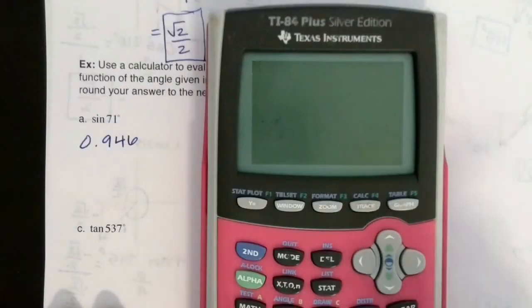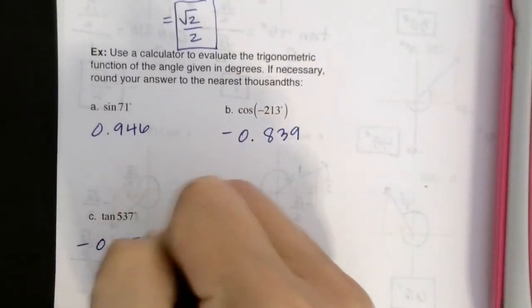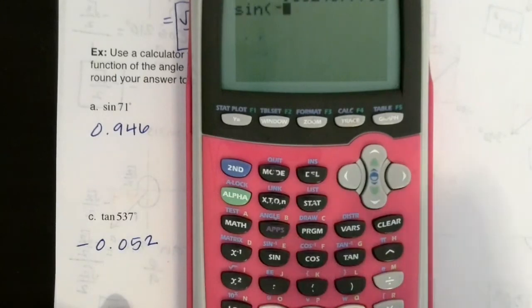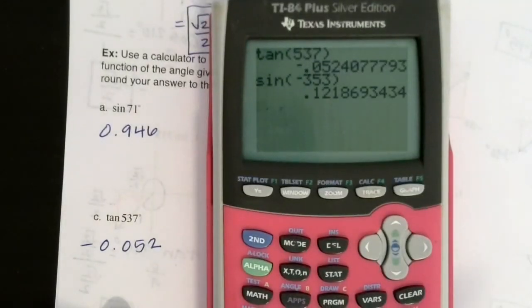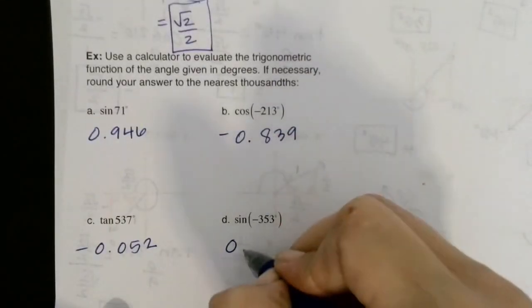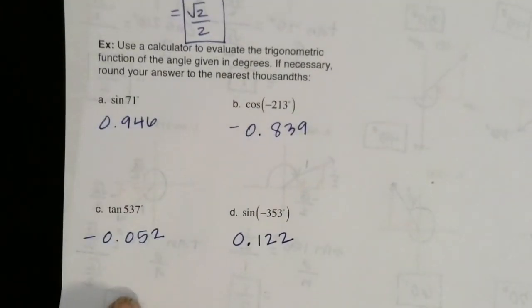We're going to do the tangent of 537 degrees, which equals negative 0.052. And then finally the sine of negative 353 degrees. And we get 1.22. So not 1.22, 0.122. Alrighty, and that's it. Yay!